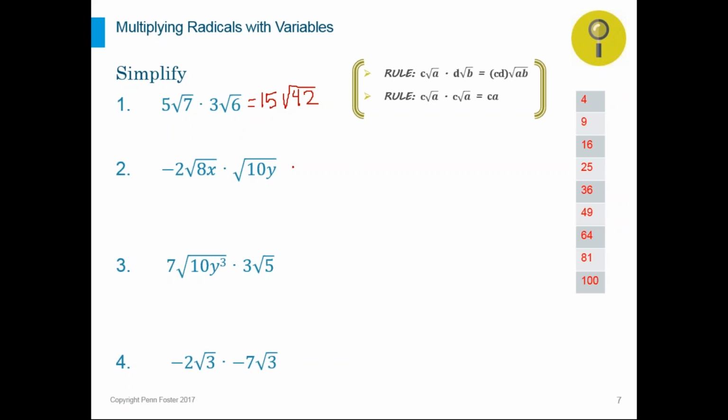Question number 2, negative 2, the square root of 8x. Now we see variables in our questions.